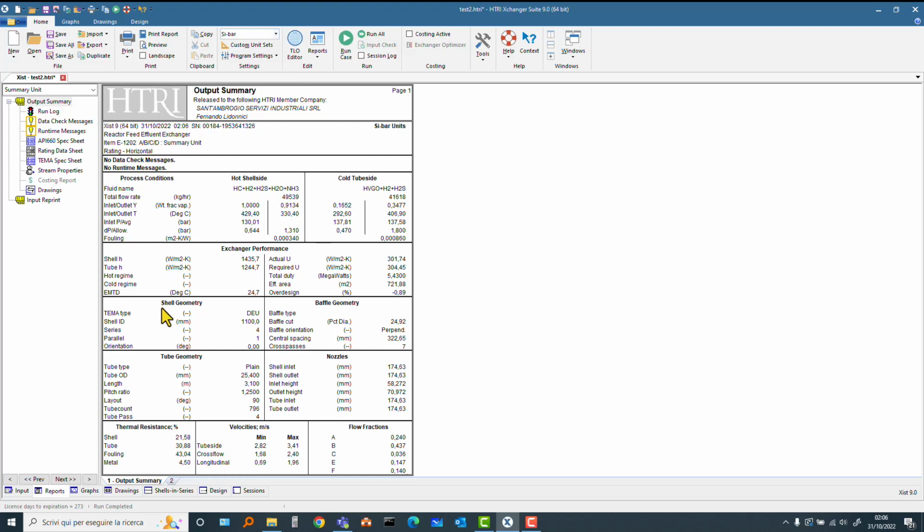Okay, well, look at this value. Unfortunately, this unit is slightly under-designed. It's probably around 1%, but it's minus 1% in any case. So let's check what we can do in order to improve this situation. First of all, we must not look only at the oversurface, we must look at other things. For example, the pressure drops.